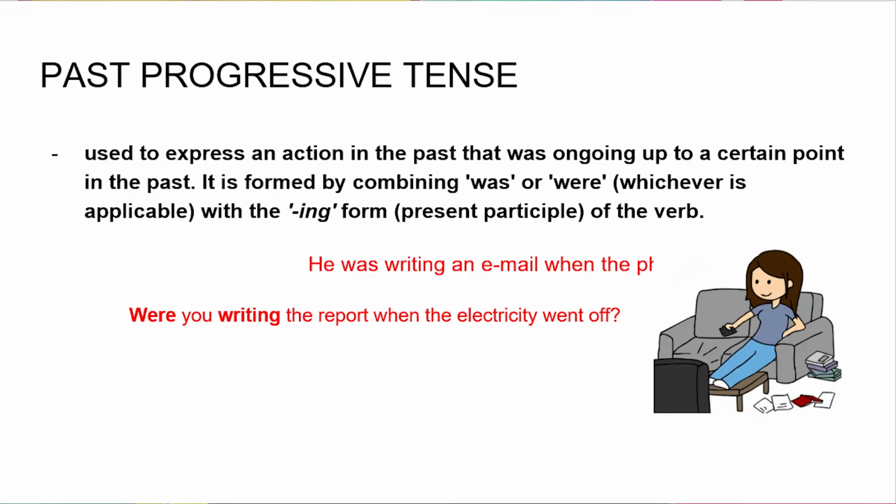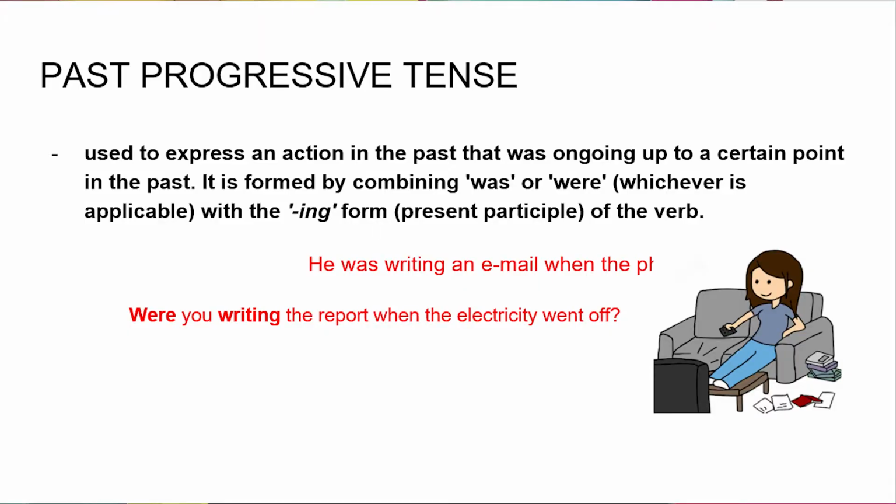Next thing is what we call the past progressive tense. Now, the past progressive tense is used to express an action in the past that was ongoing up to a certain point in the past. Meaning, sa Tagalog, ito ay nangyayari hanggang. Okay? Ibig sabihin, merong hangganan. Pero, nangyari pa rin siya noon or nung nakaraan.